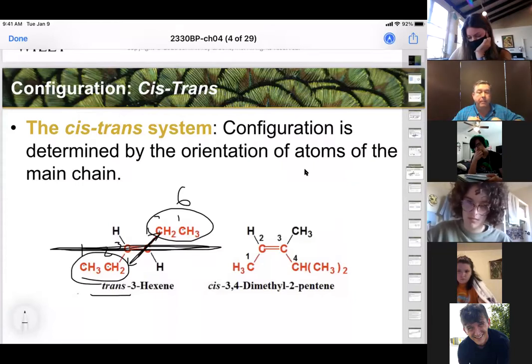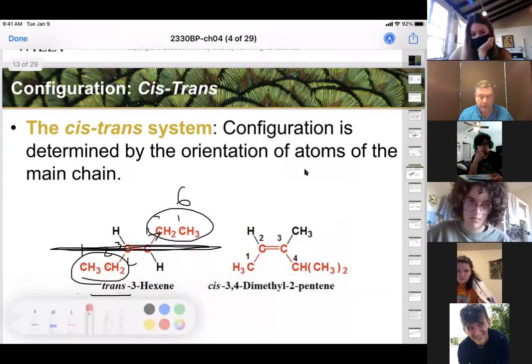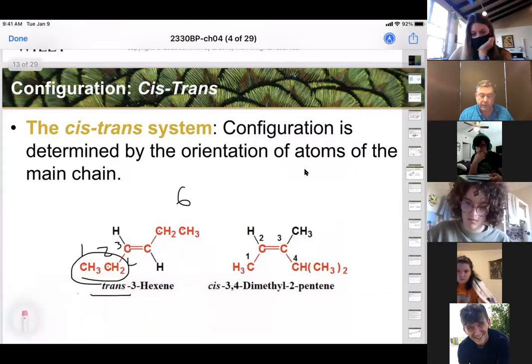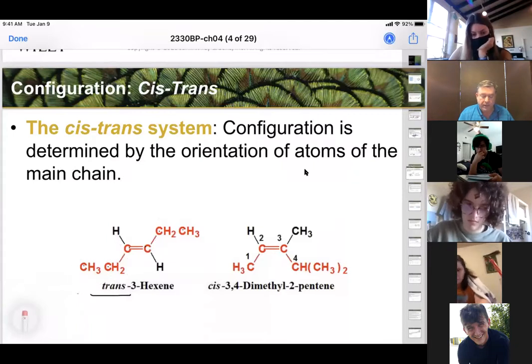A question: so how is it trans-3-hexene? Okay. So do we understand the trans part? Yes. And we understand the hexene part. Okay. Yes.